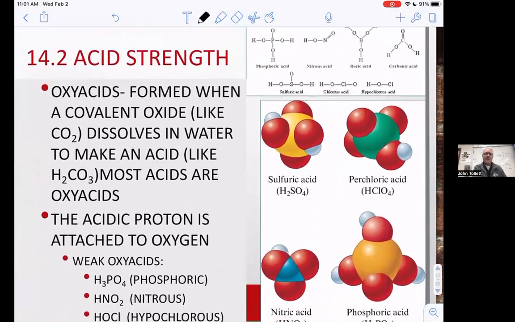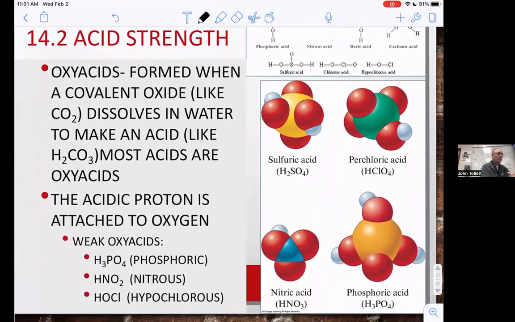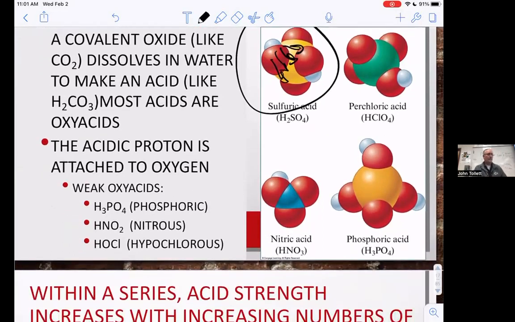You'll also see that the oxy acids get stronger as they have more oxygens on them. So if you were to look at sulfurous acid versus sulfuric acid, sulfurous is H2SO3, sulfuric is H2SO4. What happens is those oxygens actually pull the electrons towards them away from the bond with the hydrogen, making it a more polar covalent bond. And so it dissociates very easily. There are some weaker oxy acids like phosphoric and nitrous and sulfurous too. Those are not going to be strong, but they're stronger than those that don't have the oxygens.